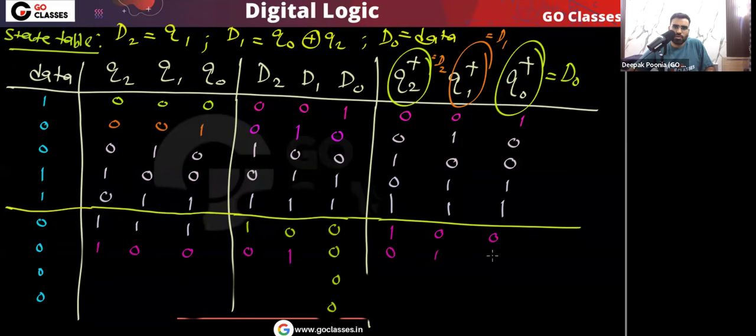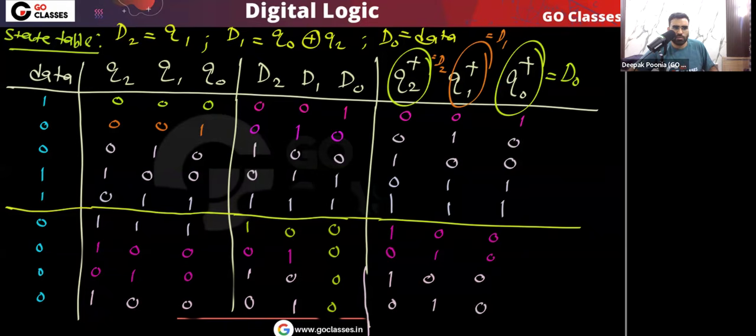So I can say 0, 1, 0, I can write here. Then 0, 1, 0 here. Then you can see D2 is Q1 and 0 XOR 0, that will be 0. So we got 1, 0, 0. Now 1, 0, 0 here I can write. And now you can see D2 is Q1, so it will be 0. Then it will be 1. And you can see it will be 0, 1, 0.